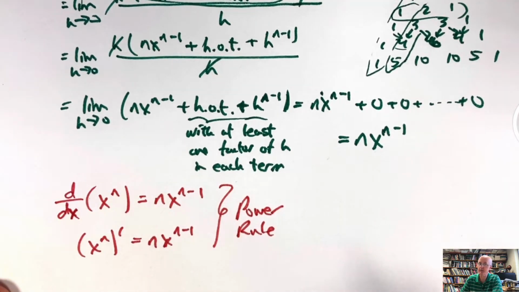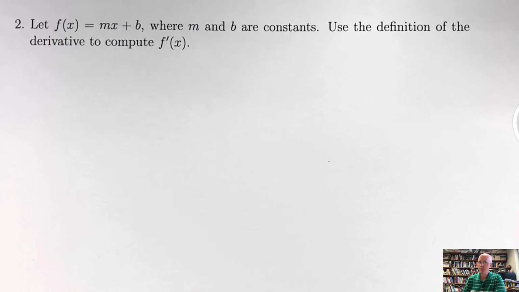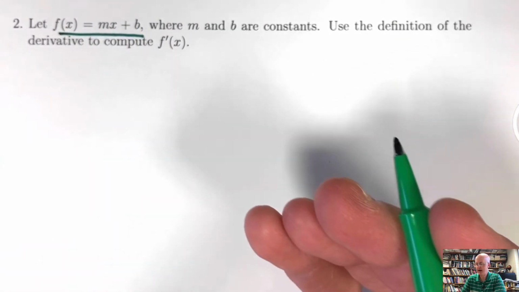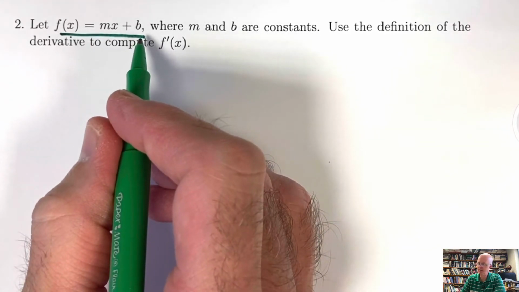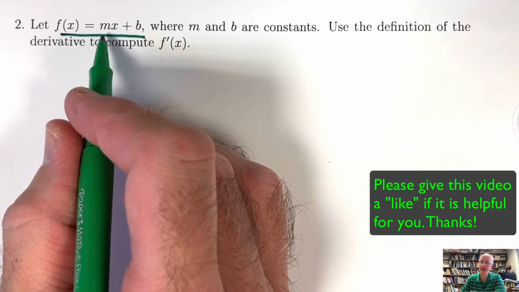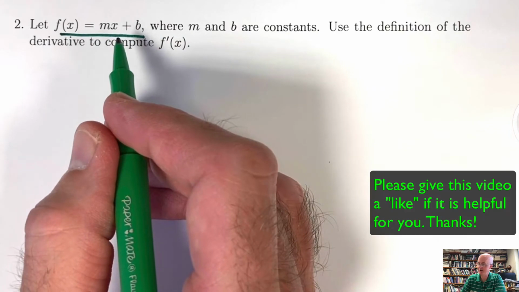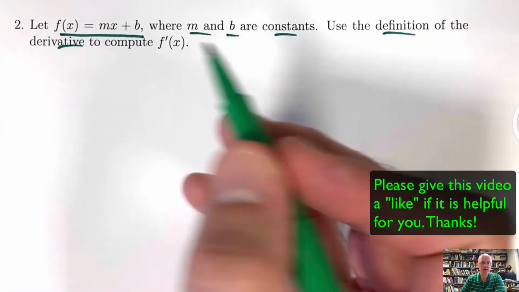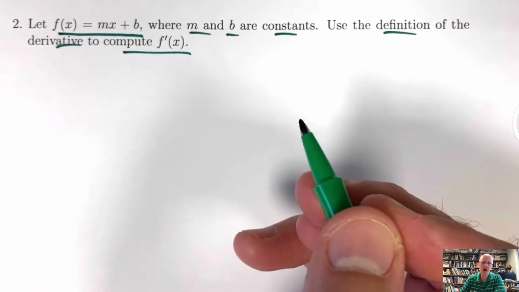And it's one of the most fundamental rules to know in calculus. In problem 2, the function is a linear function, which is technically not a power function because we have a constant term. You might even argue because we have a coefficient of x that's not 1 here. m and b are constants. Use the definition of the derivative, again, a limit calculation, to compute f prime of x.